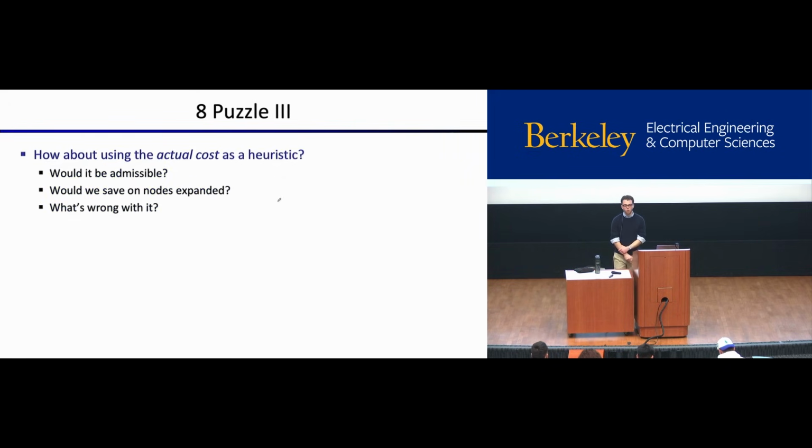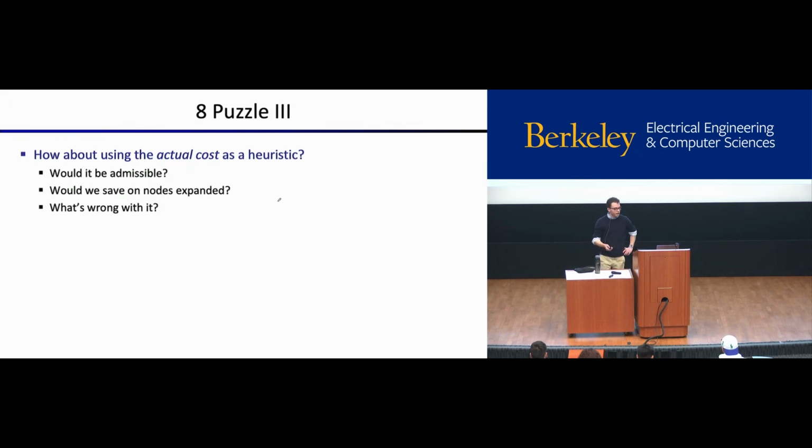Someone asked earlier, what if we just used the actual cost as our heuristic? It would be admissible, right? Because it's an underestimate of the true cost. It's less than or equal to the true cost. It'll save us on nodes expanded. Yeah, we don't expand anything except the optimal plan at that point. So that's kind of nice. If it's on the optimal plan, we'll expand it. If it's not, we won't.